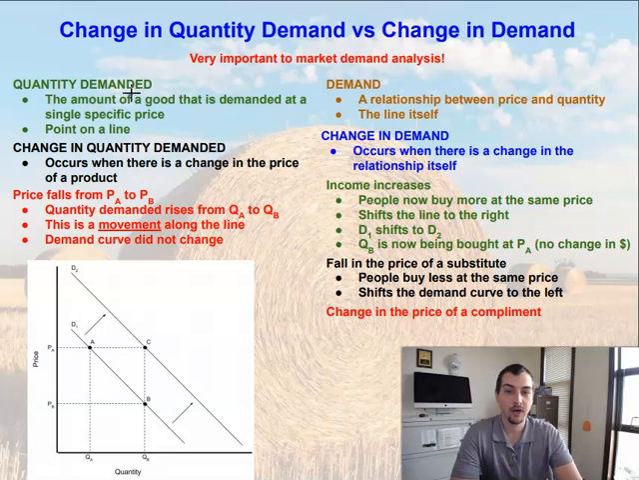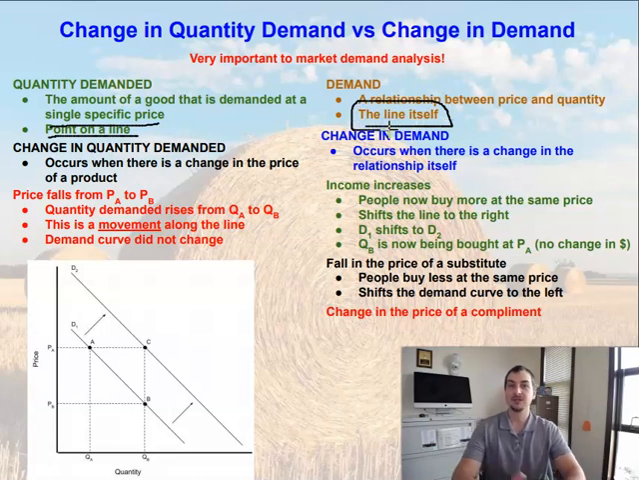Now, I want to do a quick recap before we end this particular video. Quantity demanded is the amount demanded at a single specific price. It is a point on the line. It is a row in a table of prices and quantities. Demand is the relationship between price and quantity. It is the line itself. It's that relationship, that line on a graph. It's the whole entire table if we were to put all the prices and quantities on a table.